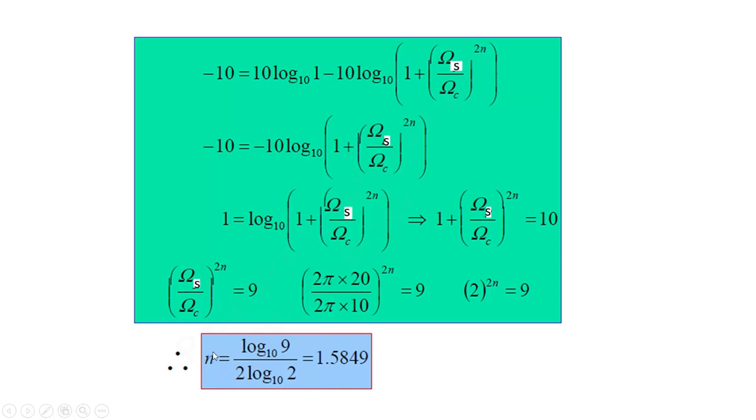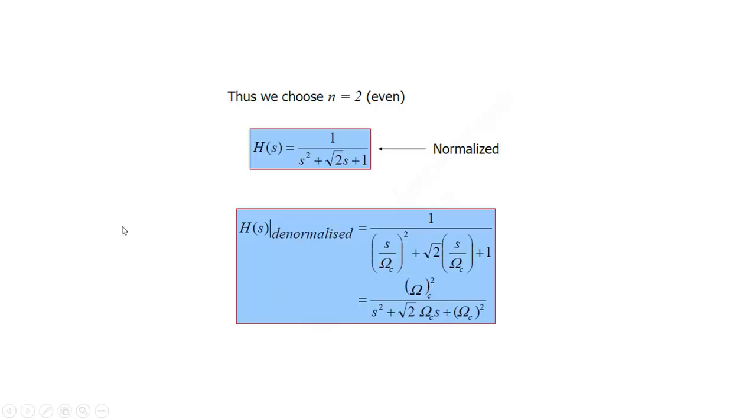filter. Now, the value that we have obtained is 1.5849, and we have to take the next higher integer. So that means here, for this example, the value of n, which is the order of the filter, will be 2. Now, we know that we can take the Butterworth polynomial corresponding to n equal to 2, which is an even value. So we know that this is s square plus under root 2 s plus 1, the Butterworth polynomial corresponding to n equal to 2.